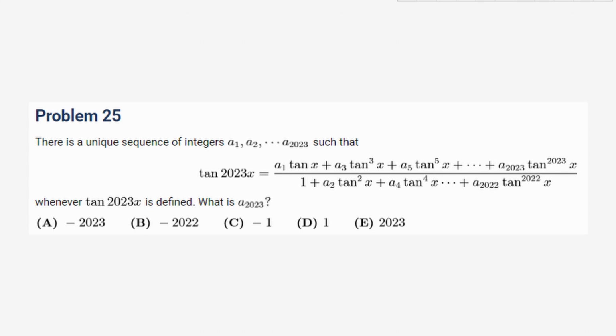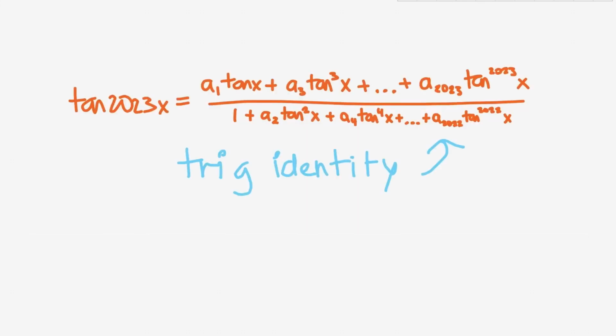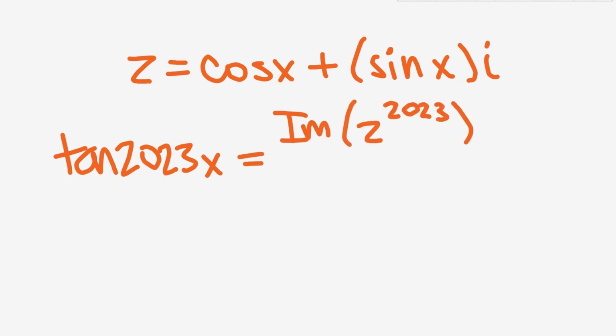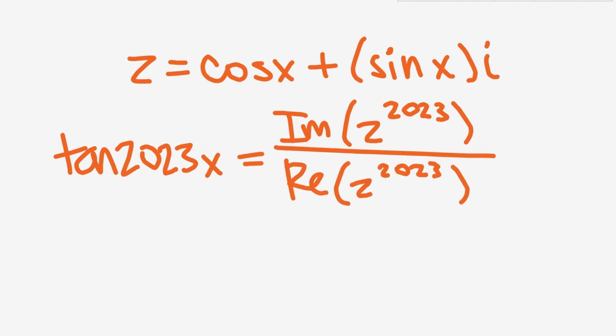Problem 25 asks us to find a sub 2023, where a sub 1, a sub 2, all the way up to a sub 2023 is the unique sequence of integers such that the following equation holds. The equation is obviously a trigonometric identity, and generally in trying to prove trigonometric identities, the easiest proofs come via usage of complex numbers. Let z be the complex number cosine of x plus sine of x times i. Notice that the tangent of 2023x is the same as the imaginary component of z to the 2023rd divided by the real component of z to the 2023rd.